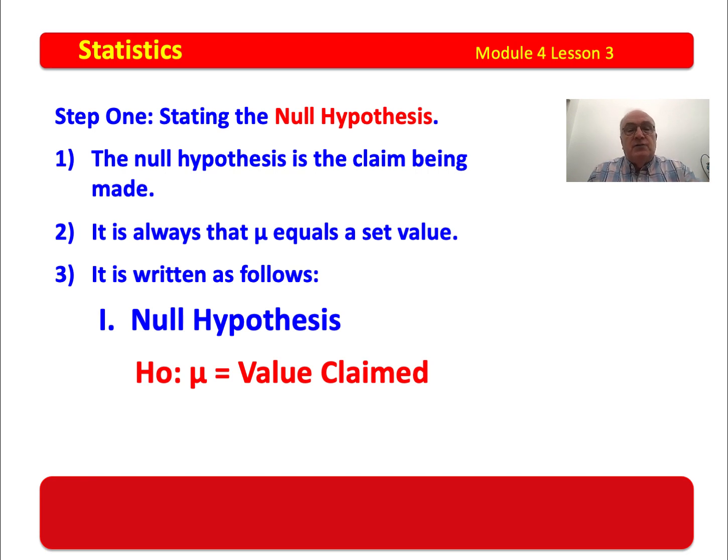Now, step 1, state the null hypothesis. The null hypothesis is the claim being made. The manufacturer says that the average miles per gallon of this vehicle is 34. The average lifetime of this light bulb is 1,100 hours. The null hypothesis is the claim being made. It is always that mu equals a set value. It is written as follows. For step 1, H naught, the null hypothesis, is that mu equals a value claimed. This is a very easy step. You read the problem. What are they claiming the mean is? You write the null hypothesis.